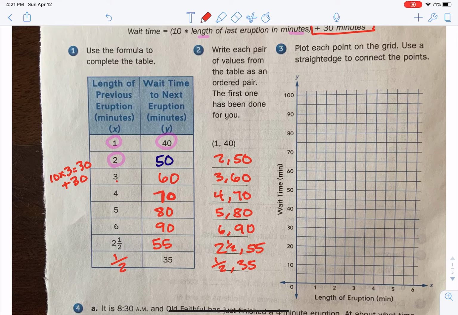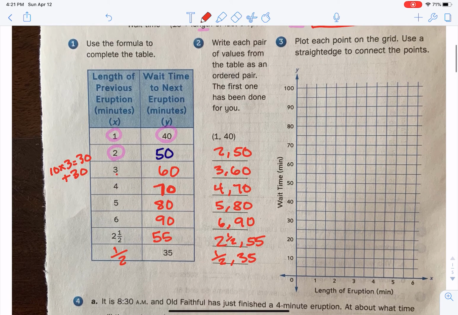Plot each point on the grid. Use a straight edge or ruler to connect the points. So we'll start with 1, 40. So 1, 40 would be here, over 1 up 40. Then we'll do 2, 50, over 2 up 50. Then we'll do 3, 60, so over 3 up 60. 4, 70, over 4 up 70.